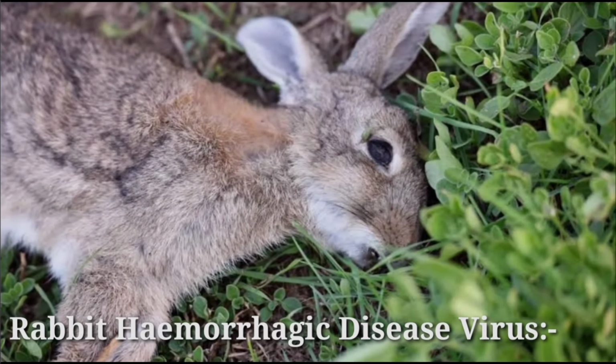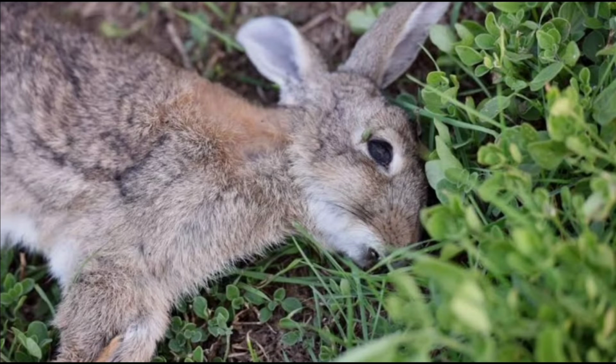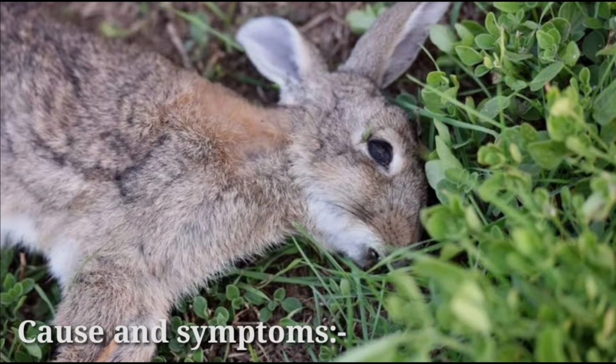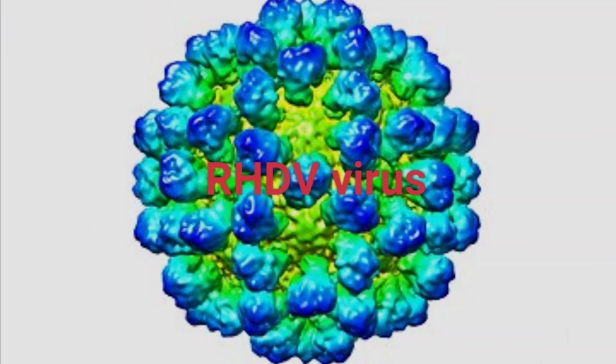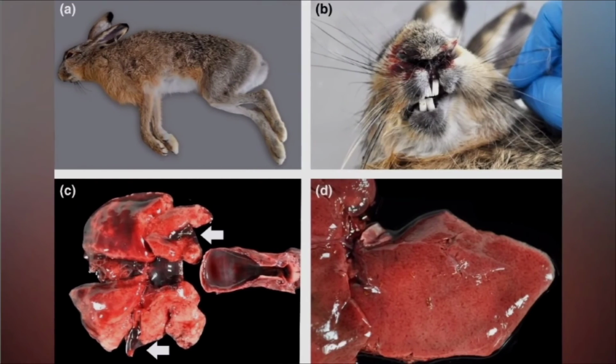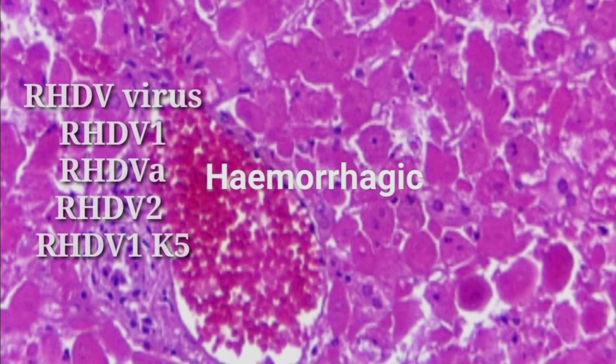The next common disease in rabbits is rabbit hemorrhagic disease virus, known as rabbit calicivirus. Cause and symptoms. Rabbit hemorrhagic disease virus, previously known as rabbit calicivirus, is spread by mosquitoes, flies, and other insects, through indirect contact or direct contact with an infected rabbit. There are currently 4 strains of RHDV virus: RHDV1, RHDVA, RHDV2, RHDV1K5.